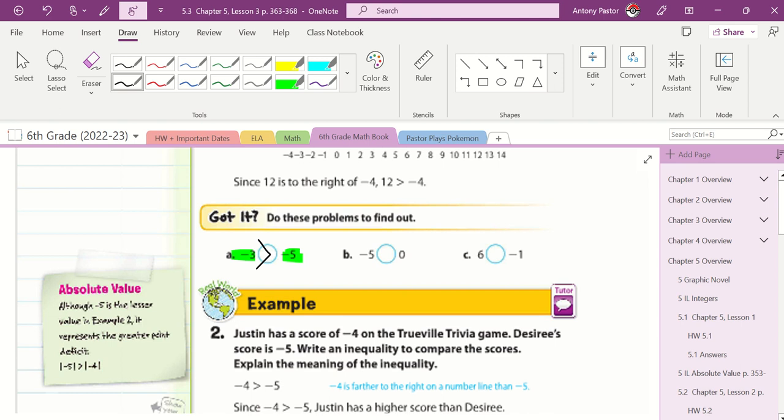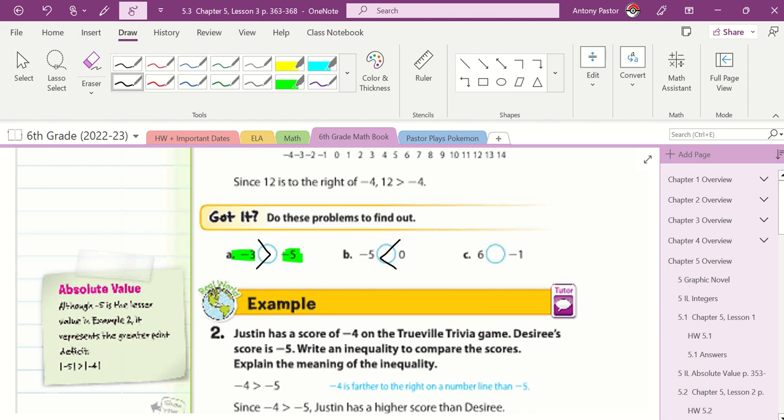The second one, B, negative 5 and 0. 0 is neither positive nor negative, but remember, 0 is bigger than any negative number. This should also be in your notes. If you're comparing a negative number to 0, 0 is always the bigger number. Again, think of it like owing money. Would you rather owe somebody $5 or would you rather owe somebody nothing? 0 is the bigger number.